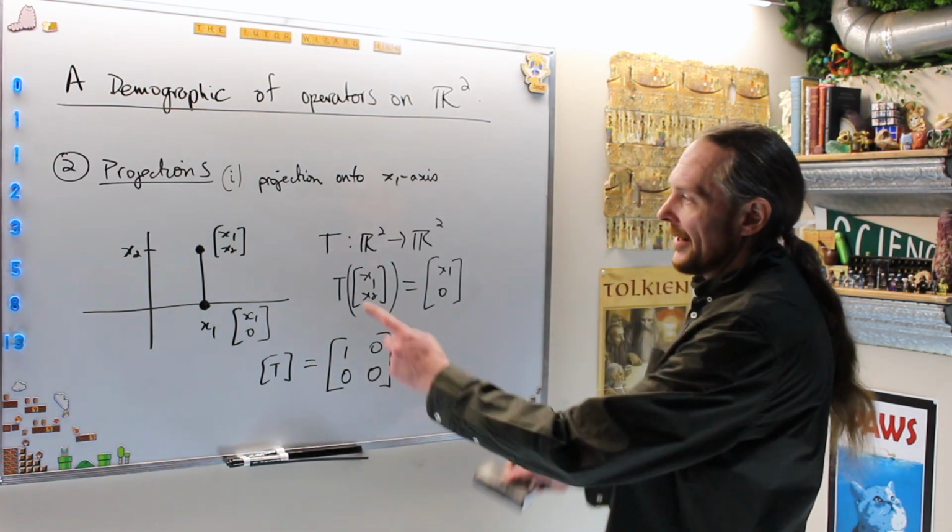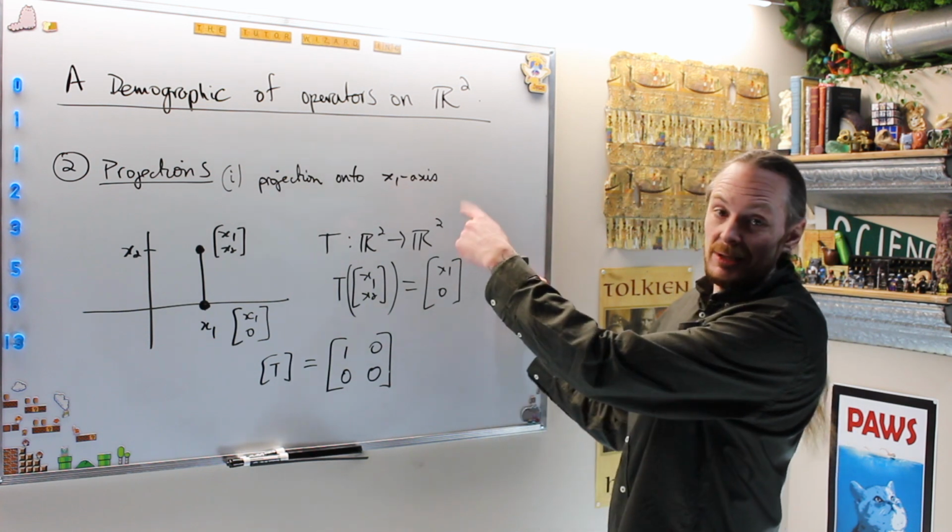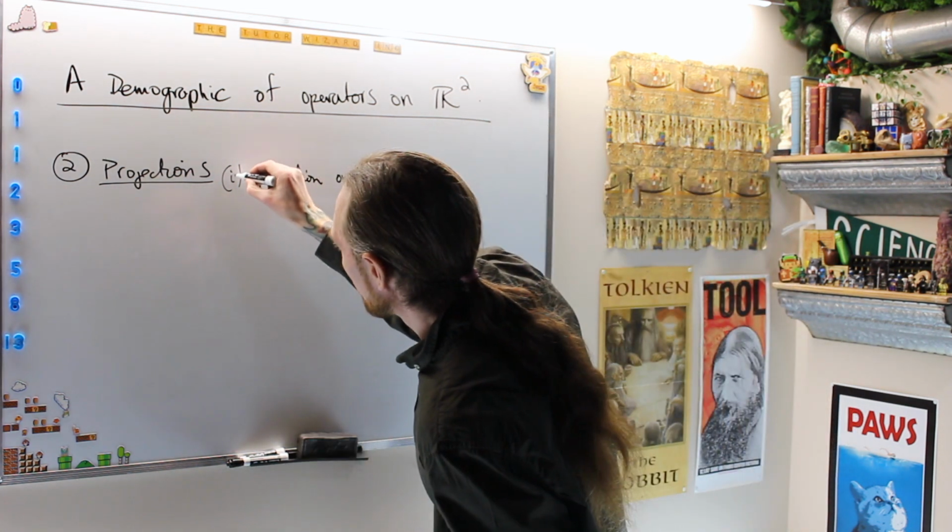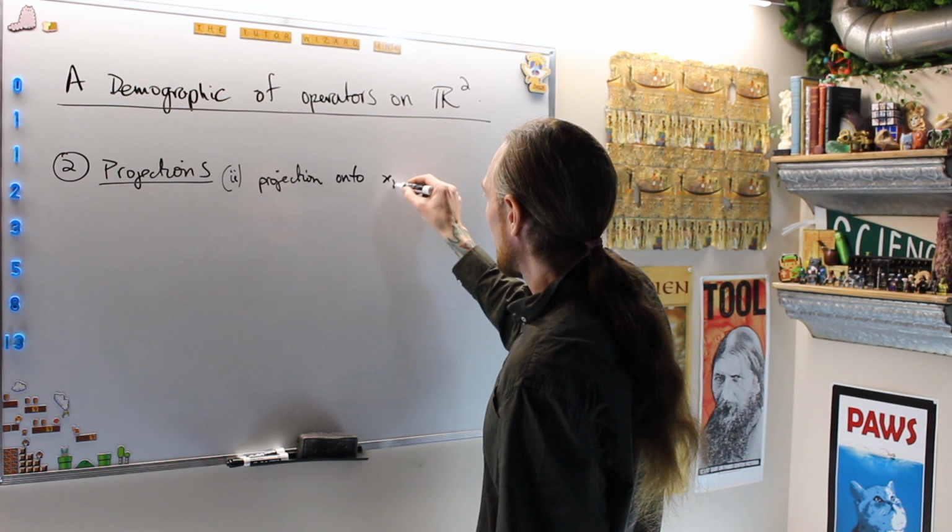Next, the other projection we're going to do is onto the X2 axis. How do you do that? You add an I, and then you change the X2 axis.